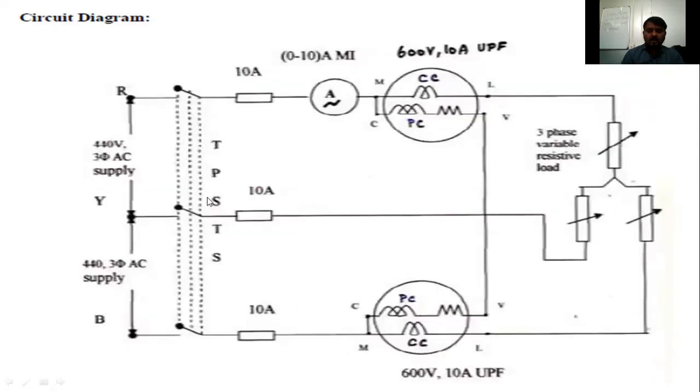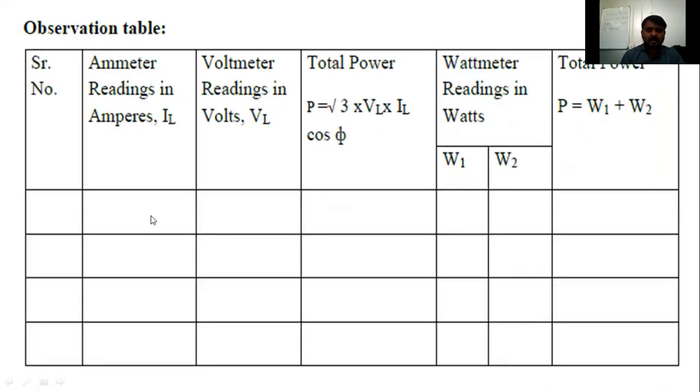According to this circuit diagram, here one ammeter is there, that is line current we are going to call. In the ammeter place we have to write that one. Here we are using 1 voltmeter, that voltmeter reading we have to write in the voltage line. Wattmeter 1, wattmeter 2, we have to write both the values in this table. Here ammeter reading, here voltmeter reading, here wattmeter 1, wattmeter 2 reading. Later we can calculate by using this formula.